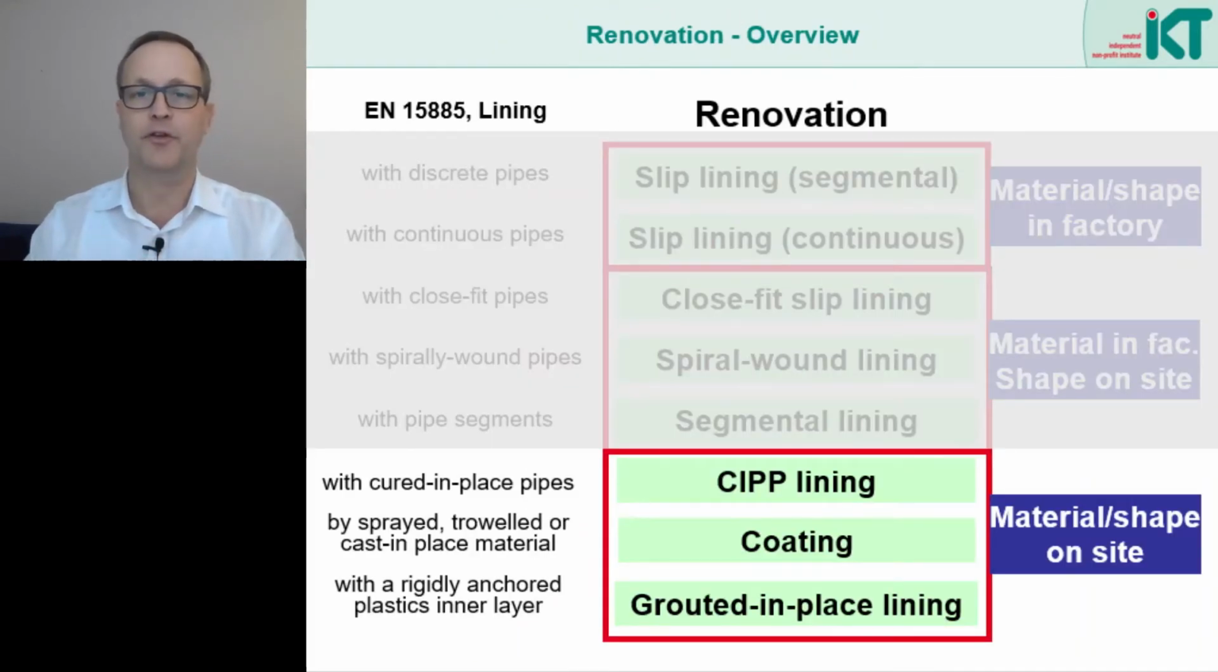Now we come to the third group of methods. Here, individual material components are delivered to the construction site and then processed into the actual pipe material on site. The final pipe shape is also created at the construction site. This group includes CIPP lining, coating and grouted-in-place lining. So let's take a look at this in detail.